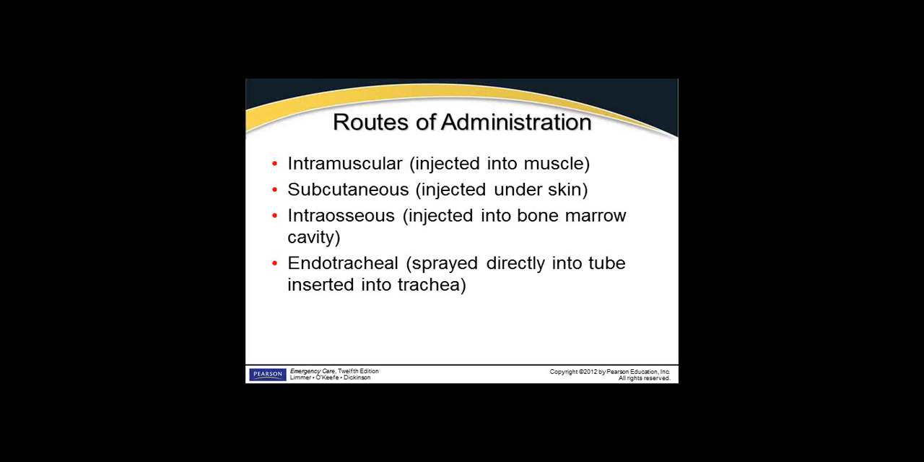Intraosseous is injected into the bone marrow cavity. So this is a special type of needle that will be placed when the healthcare provider usually can't get an IV. If they can't get that IV, then this needle is in the bone marrow cavity, and the medication can then be shot right into the bone marrow cavity, which has a lot of blood flow through it and can be picked up that way. Endotracheal, this is when a paramedic would place an endotracheal tube, or they are intubated, and this tube goes directly into their lungs, and so we can spray some medication directly down that tube into the lungs.